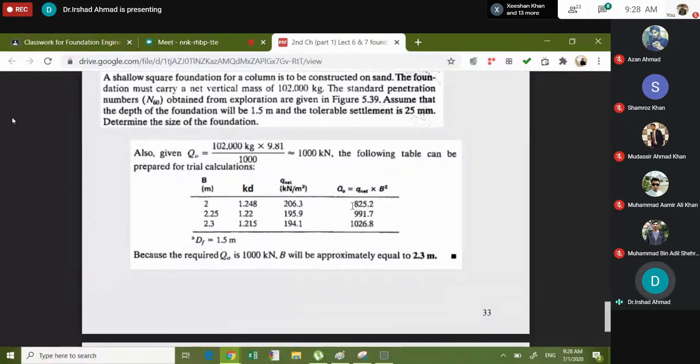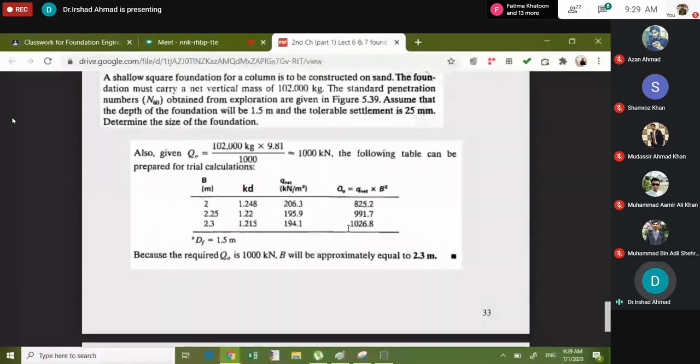And you see this load is less than the applied load, so you have to increase the width. Increase the width to 2.25. Again find QA, multiply with the area, it is 991. You still need to increase the width a bit more, that is 2.3 meter. KD, QNet, and now you landed onto this value, 1026.8, which is greater than 1000 kilonewton.